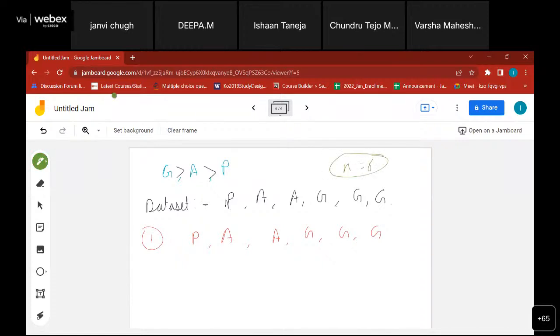So which values would be the median? It would be the third and fourth, A and G both. Yeah, so both A and G are median. Okay, let me make a little modification in this data set.